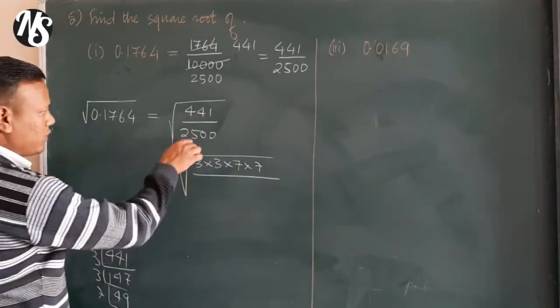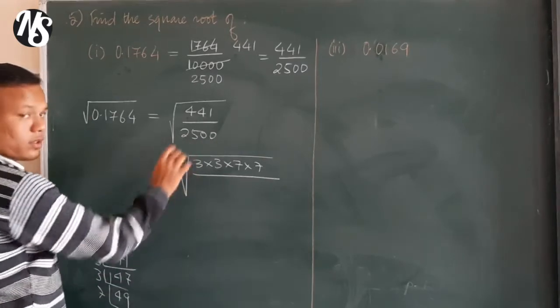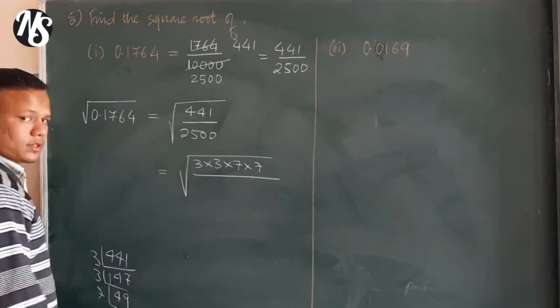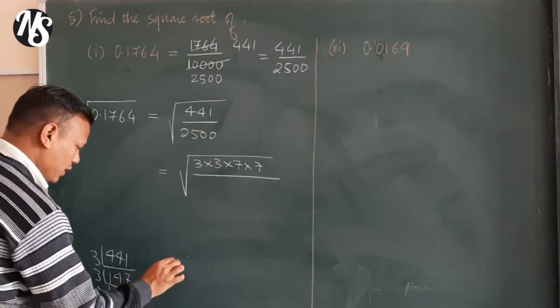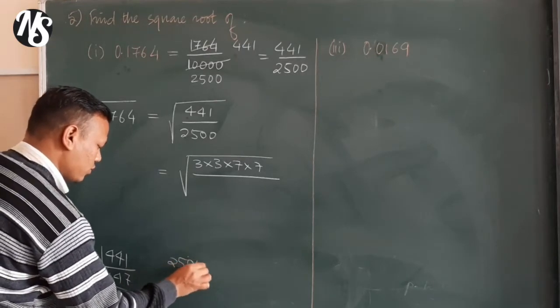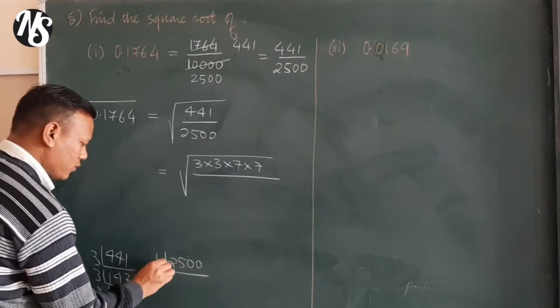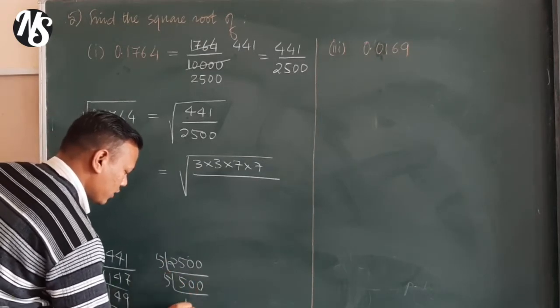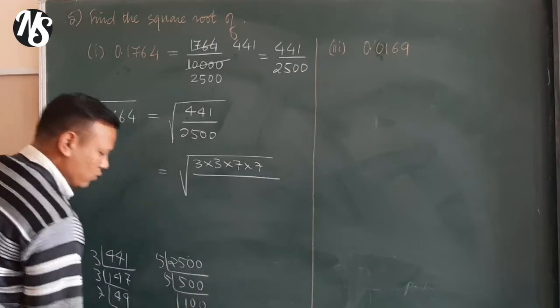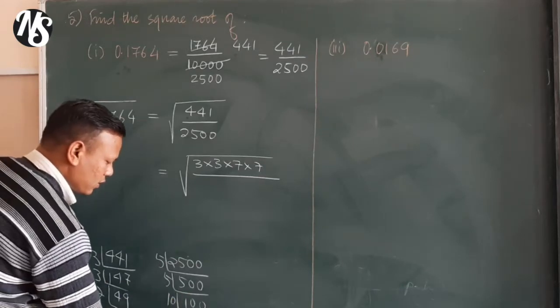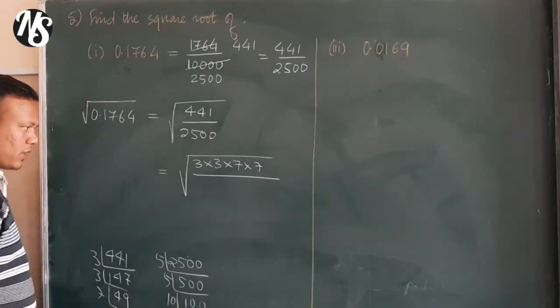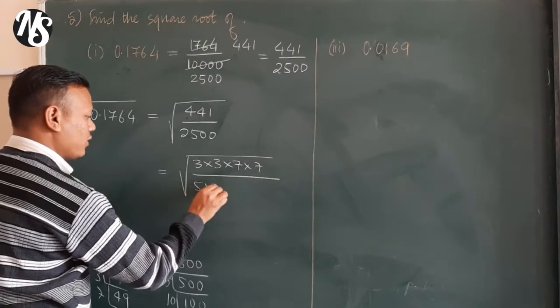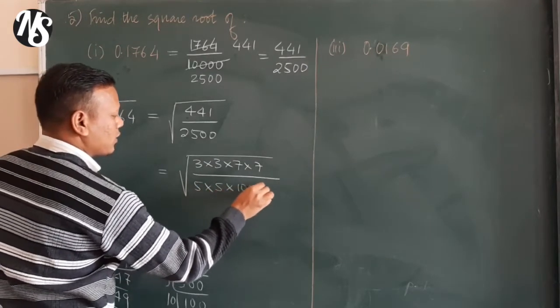Similarly we have this one, isn't it? If you factorize this, let's see how much we get. So we have 2500. With 5, 5 5, okay, with 5 again, you get 100, right? Then divide with 10, you get this much. So that means, can I write 5 into 5 into 10 into 10?